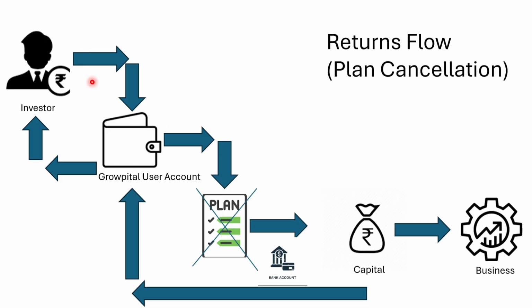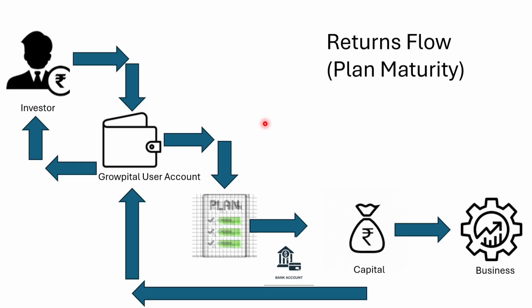For example, let's say you invested into a plan and you have a capital contribution and the business is running. You have the option of opting out of the plan or canceling the plan. In that case, whatever is your share of the capital which you had invested went back into your user account, and from there you could withdraw it back to your own bank account. So that was the second way by which you could get the money out of the system into your own bank account. But there was a third way as well, and that was if a plan matured.